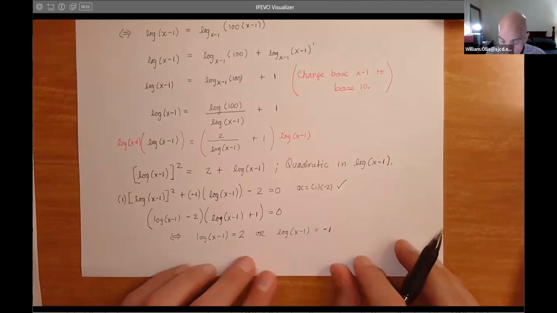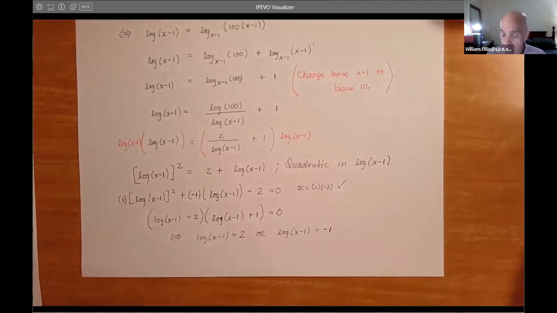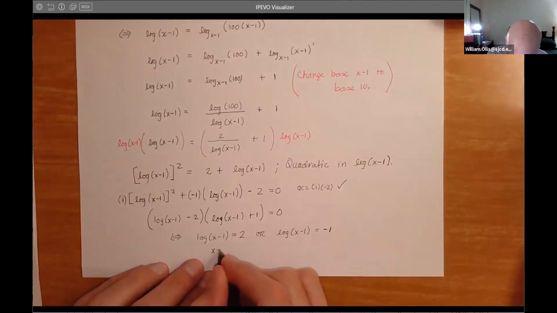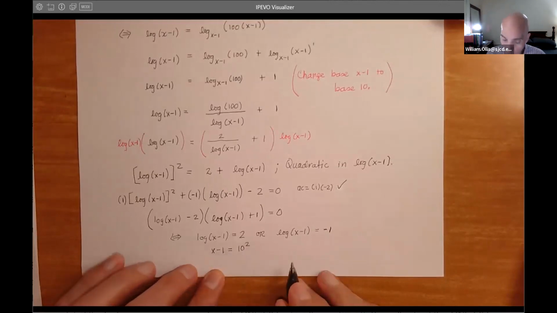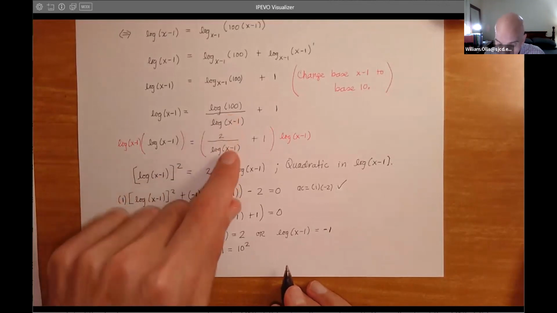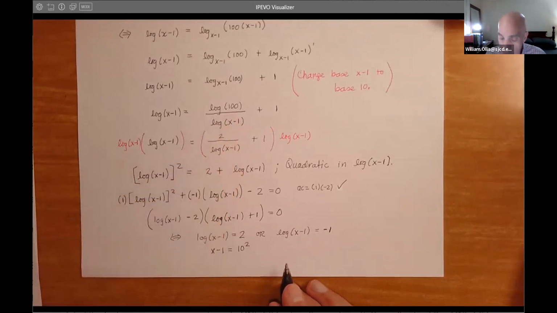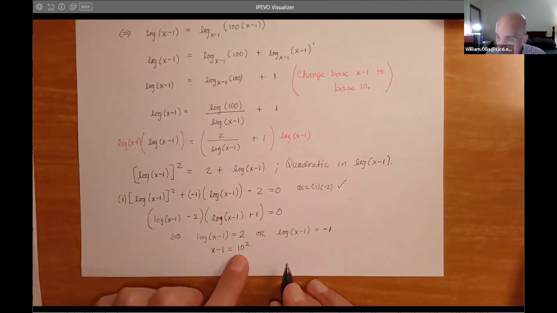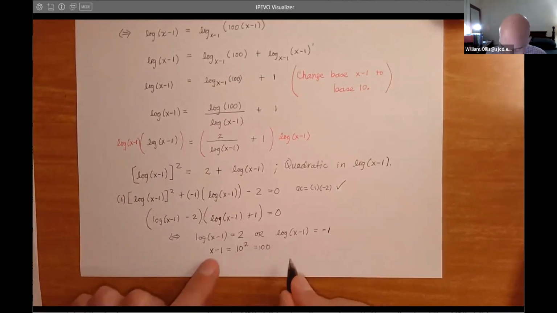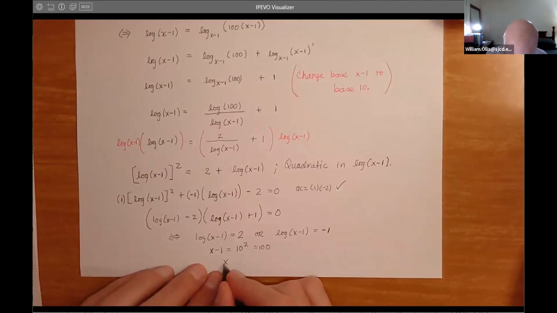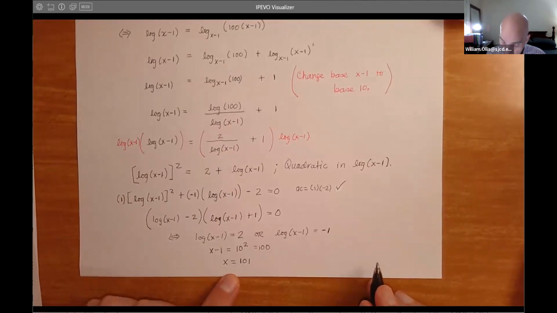Okay, so now what's the logarithm? Well, it says the power of 10 that equals x minus 1 is 2. So this says x minus 1 equals 10 to the second power. Well, we remember that right back up here, right? We've already done that computation. But 10 squared is 100. So if we add 1 to both sides, we get a value here at least of 101.